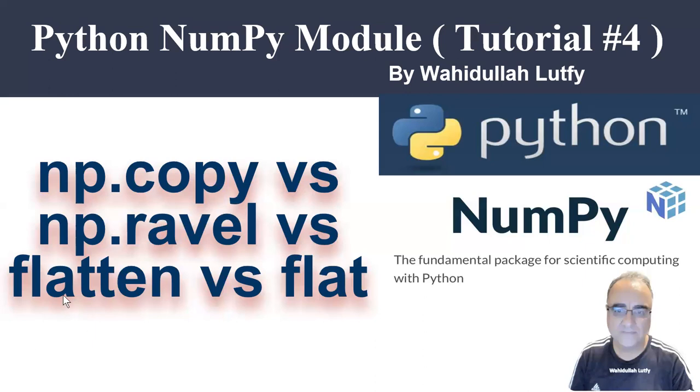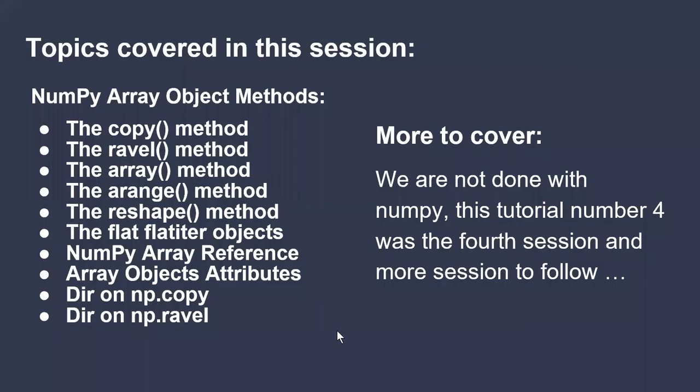We're going to also talk about flatten and flat, those two for iteration, and then flatten to just make it a single one-dimensional array. So we're going to discuss the copy method, the ravel method, the array method, the arange method. This is not a range, it is arange, like the range function in Python.